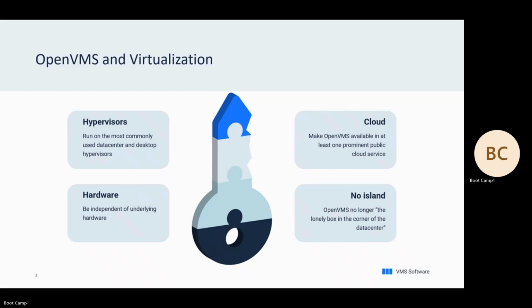The third of our objectives with virtualization is to be able to run OpenVMS in the cloud. And we want OpenVMS to be available in at least one prominent public cloud provider. And this is something I said in the previous presentation. OpenVMS shouldn't be an island any longer. There should be no reason for OpenVMS to remain the only isolated box that still has to be in a data center, still has to sit on hardware of its own.